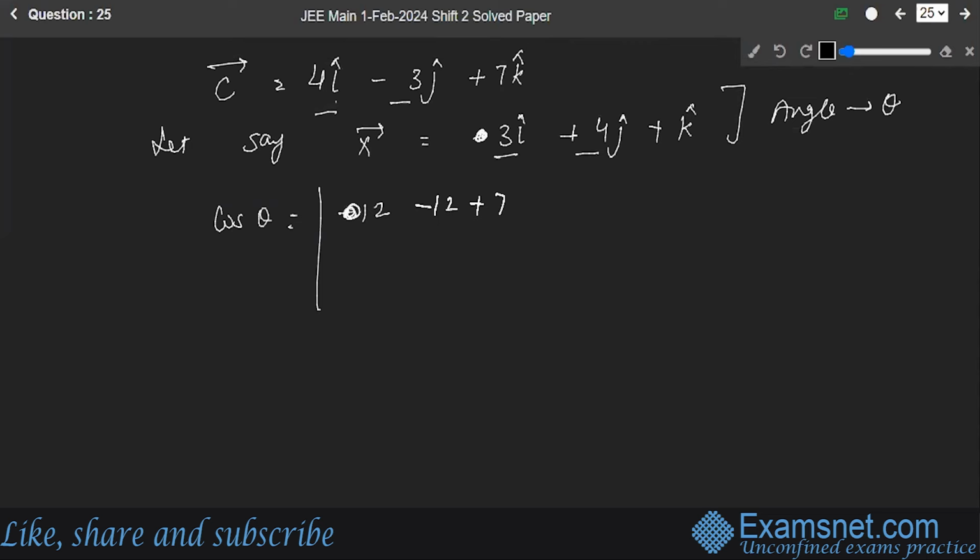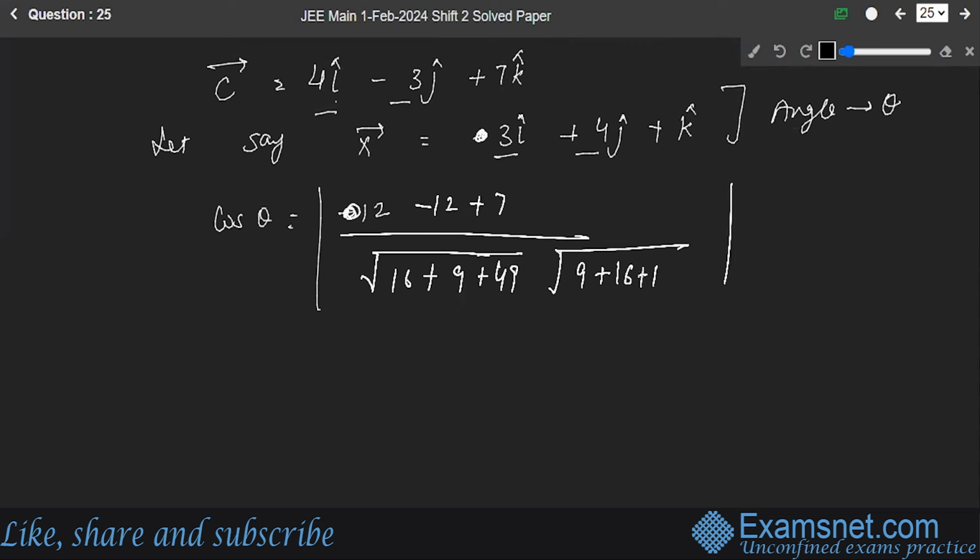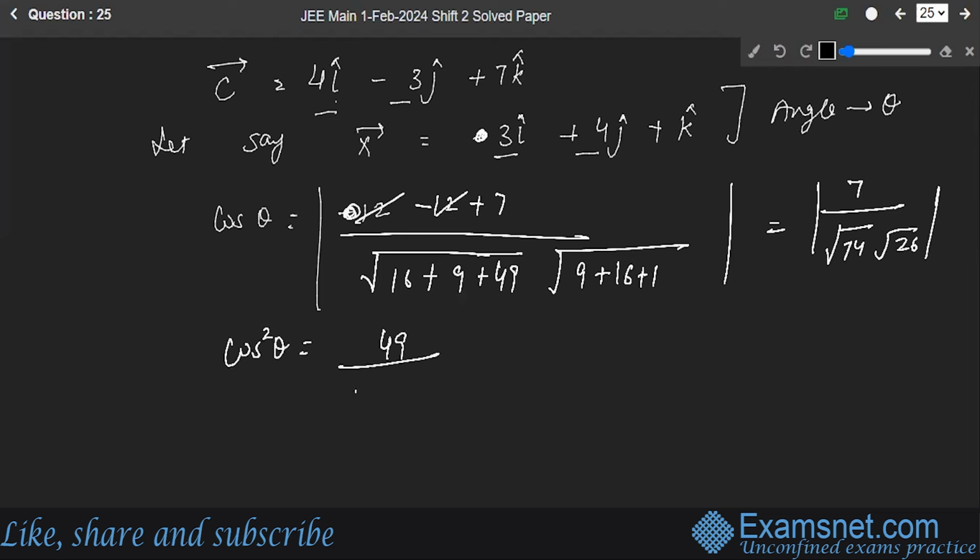So 12 minus 12 plus 7, whole divided by root of 4 square, 3 square, 7 square multiplied by 3 square, 4 square and 1 square. Okay, so the 12 and 12 will cancel. This will be 7 upon root of 74 into 26. This is cos theta. So cos square theta will be 49 upon 74 into 26.